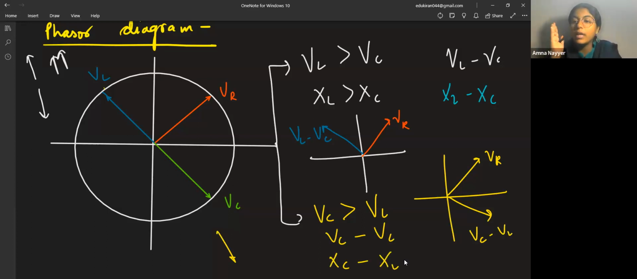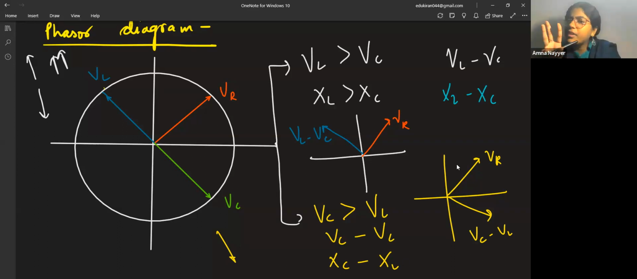Whenever we are talking about LCR circuits, the resistor's case is fixed because it is in the same phase. But when we talk about VL and VC, they are phasors. They are not simple values that you can simply add or subtract. They are vectors, they are phasors. They cannot be added directly. Now their resultant will be taken.